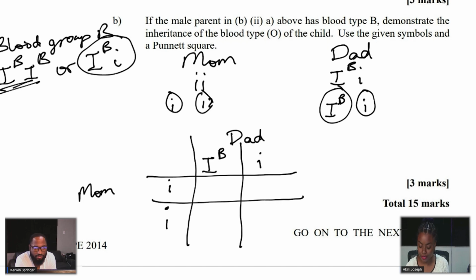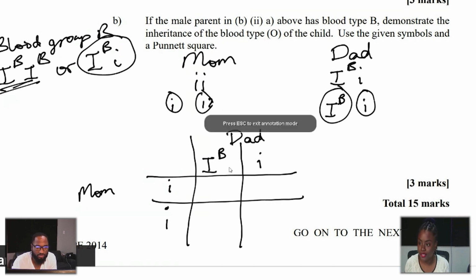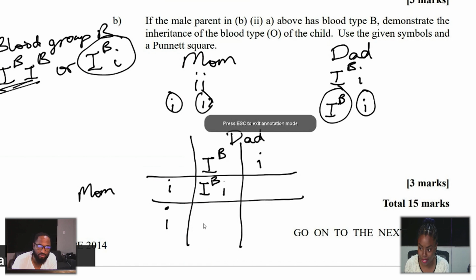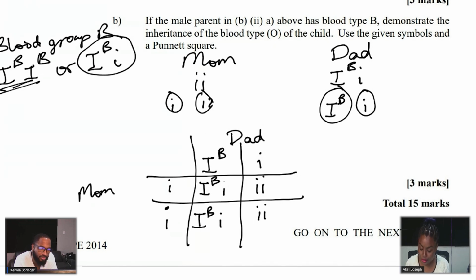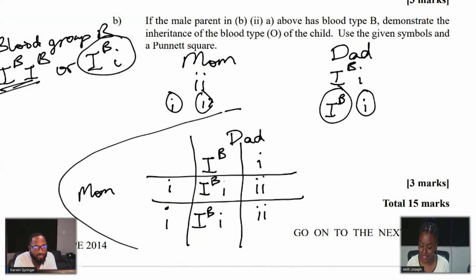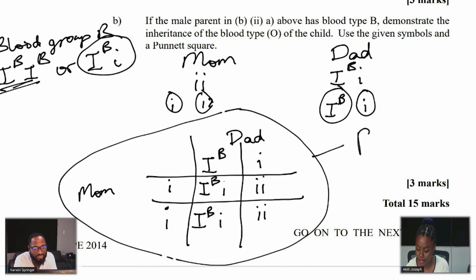So if this gamete fuses with this gamete, the child would be I^B i, and it will be the same thing here, because it's the same 2 types of gametes meeting. Then if this gamete from daddy matches with this gamete, the child would be small i small i, and the same thing here. So using this table here and showing the 4 possibilities of the combination of gametes, this is the Punnett square that they're asking for.